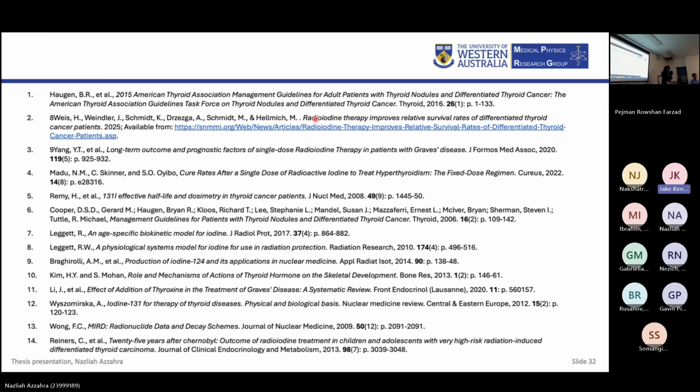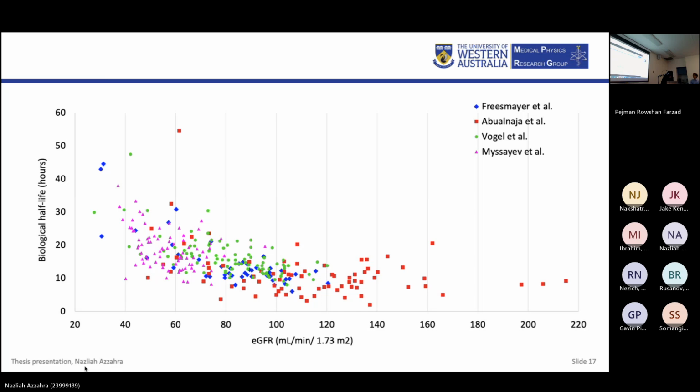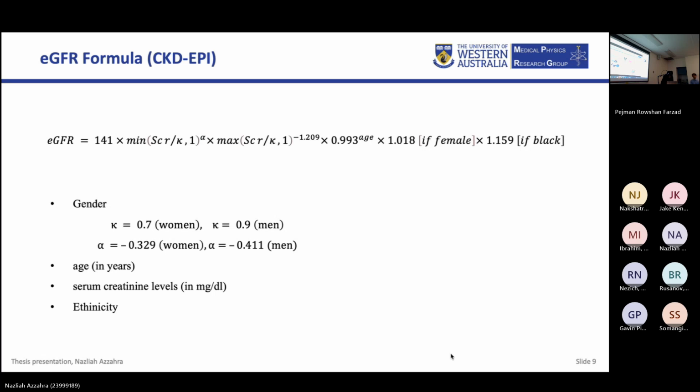I may have missed it in the calculation of the eGFR, but what's the patient factor that goes into calculating that, not just the sex of the patient? Do you mean this formula? Yes, it's the creatinine levels that calculate that. It comes from the creatinine level, age, sex, and also ethnicity. Thank you.